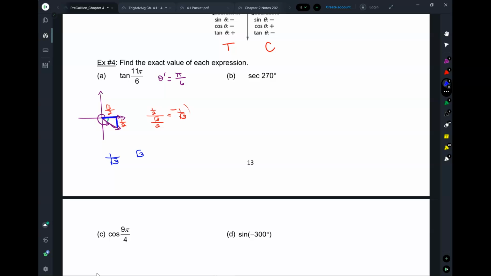As opposed to if you had the bigger angle, if it was the pi over 3, then this side is bigger than this one. So that ratio has to be greater than 1. It would be the root 3. Okay? So that's another way that you can think about it.